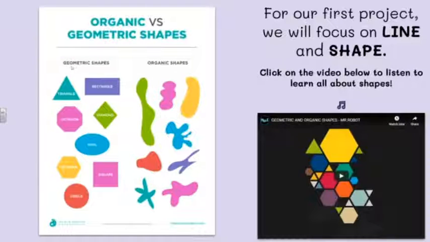okay? Geometric shapes are symmetrical. That means if you cut it in half, it is the same on both sides. So if I were to draw an imaginary line through this rectangle or through this triangle, all of these shapes, we would see that the left side is the same as the right side. So those are called geometric shapes. Organic shapes are more random, okay? They're not symmetrical, all right? So if I was to cut this shape in half, it is definitely not the same on both sides. So that's how you can tell if a shape is geometric or organic.